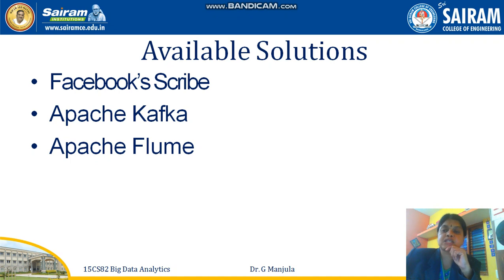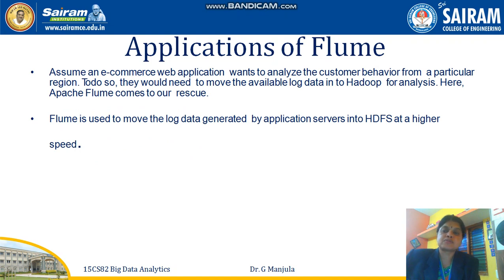There is Facebook Scribe, there is Apache Kafka, and there is Apache Flume. So why did we learn the put command before going to Hadoop Flume? This is the benefit of Flume. So, applications of Flume. An e-commerce web application wants to analyze the customer's behavior from a particular region. To do so, they would need to move the available log data into Hadoop for analysis. That is Flume. Flume is used to move the log data generated by application servers into HDFS at higher speed. If you want to analyze customer behavior from a particular region, then this type of Flume can be used.